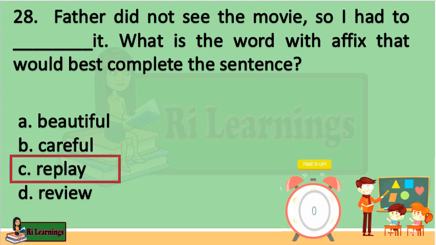The best word to complete the sentence is C. Replay. Here's why. Replay is a verb that means to play something again, such as a movie or a game. The sentence implies that the speaker needs to play the movie again because their father missed it.